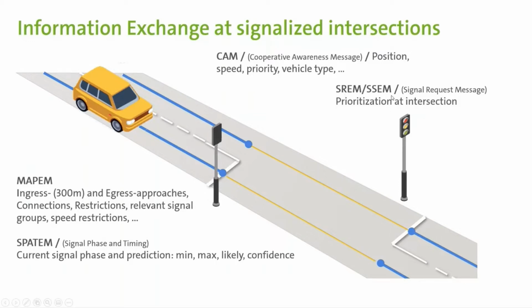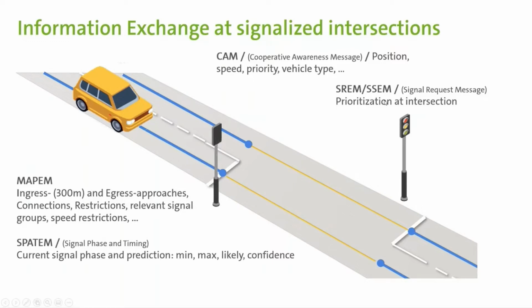One of them is the signal request message. This was made for public transport and also for emergency vehicles. This was made to have a prioritization at the intersection, meaning that the car can send a message to the intersection itself, saying that it will cross the intersection from that direction to maybe that or that direction, and wanted a prioritization at that intersection.